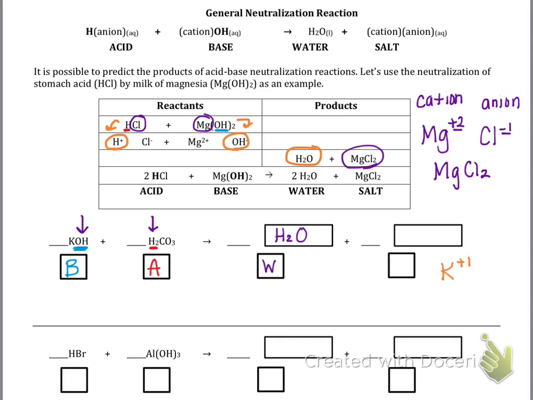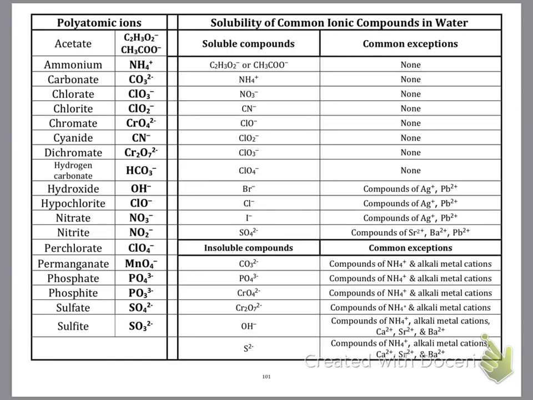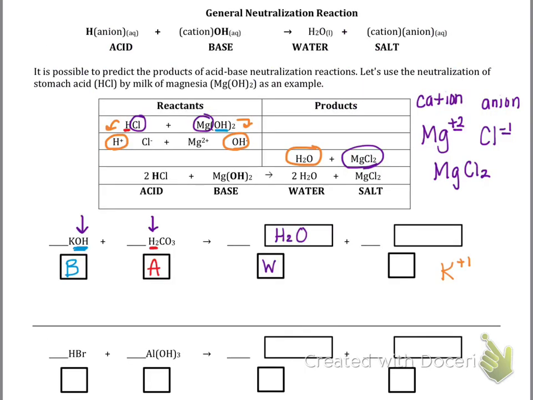Okay, next you have a leftover CO3. That is a polyatomic, so you're going to look at a list over here. CO3 is right here. That is carbonate, so it's CO3 with a negative 2 charge. So you're going to write CO3 with a negative 2 charge.